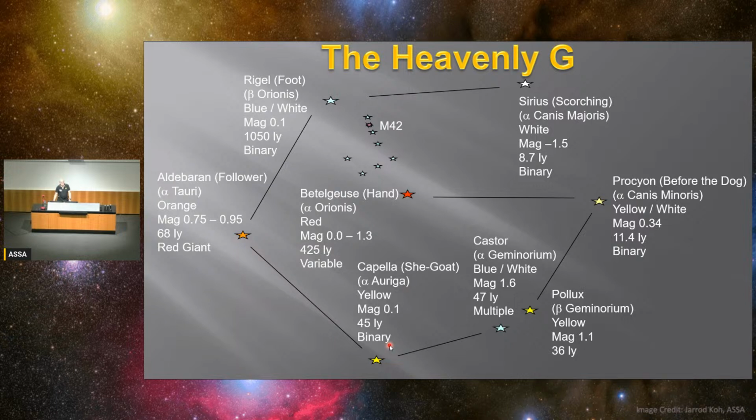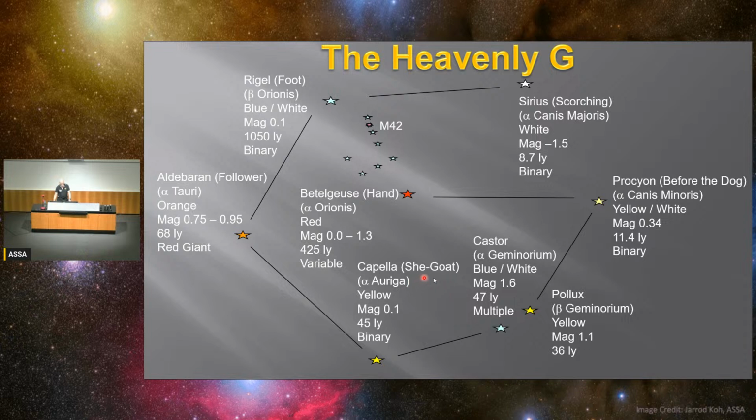Capella is a yellow star. It's a similar spectral class to the Sun. It's a G-class star, but as opposed to the Sun, it's a yellow giant, not a yellow main sequence star. So it's quite luminous. At 45 light years away, it's about a magnitude 0 star.